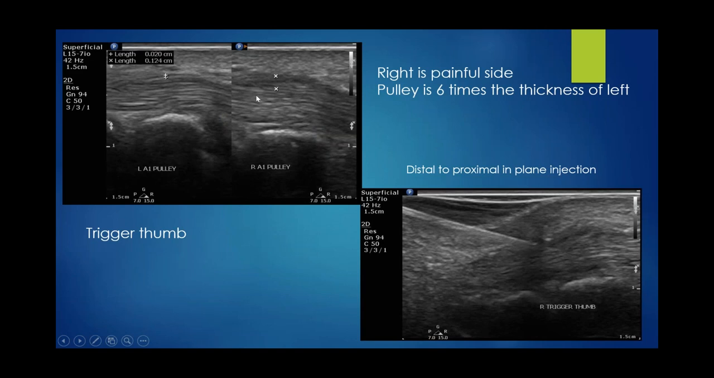Here's an example of trigger thumb. So the top left image shows a normal left and an abnormal right side, where the right retinaculum is much thicker than it is on the normal side, and then we're injecting it here in the bottom right image.